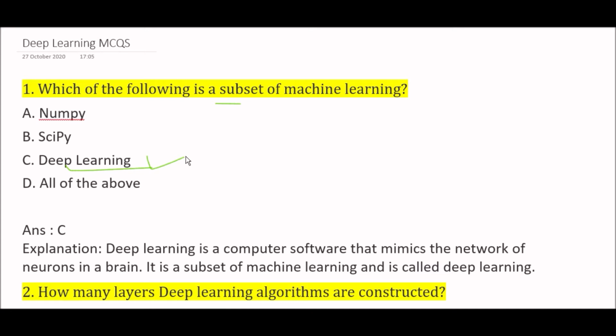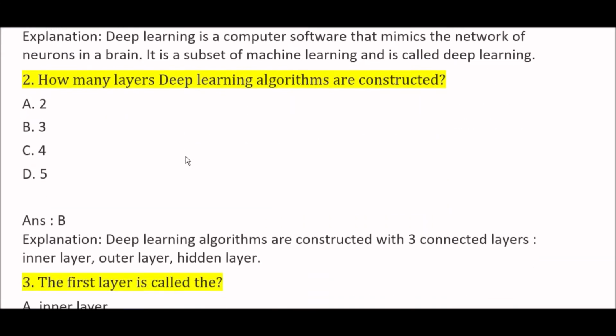Next question. How many layers are deep learning algorithms constructed from? Option A 2, option B 3, option C 4, option D 5. Right answer here is option B, 3. Three layers: deep learning algorithms are constructed from the first one, input layer, output layer, and the third one is hidden layer. So right answer here is option B, 3 layers.